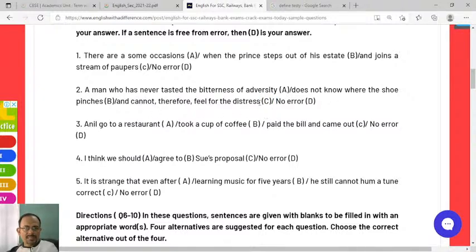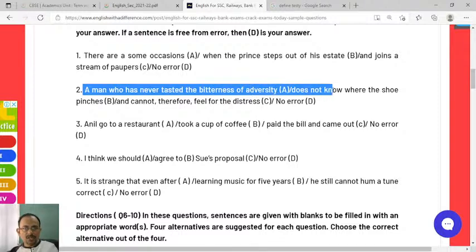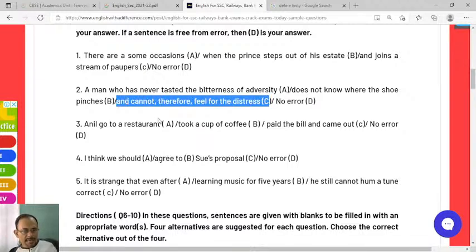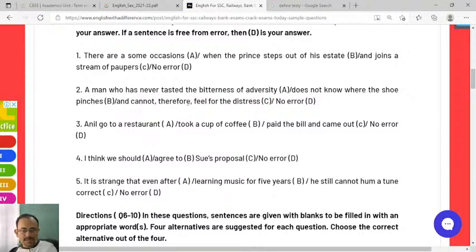Why? Because this part number C is having some error. So what is the error? Let's find out. A man who has never tasted the bitterness of adversity does not know where the shoe pinches and cannot therefore feel for the, dear students, it should be distressed. Distressed means those people who are suffering from something. Distressed people, right? So it should be therefore cannot therefore feel for the distressed. It should come here. So as "ed" is not given here, this is the part which is having error, right? So number two will be C. The answer will be C, right?